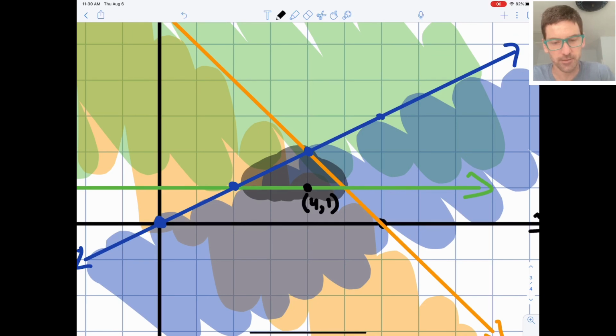And alternatively, we could do something like this. Actually, let me find a point inside. This point would work as well. And that point is (3.5, 1.5). So 3.5 hours of running and 1.5 hours of chores would also fit all of our requirements. And that's a good place to stop.